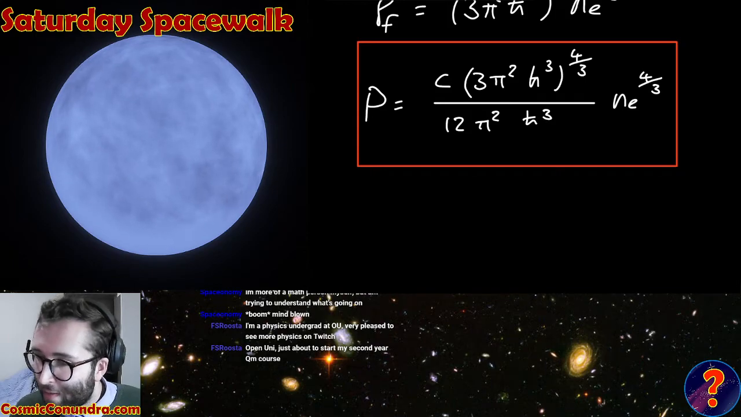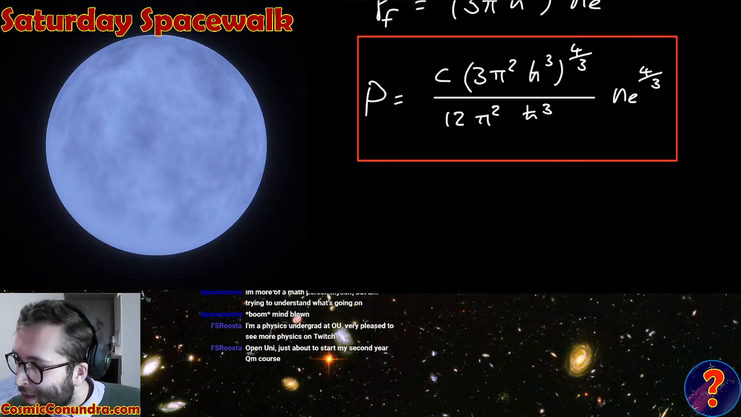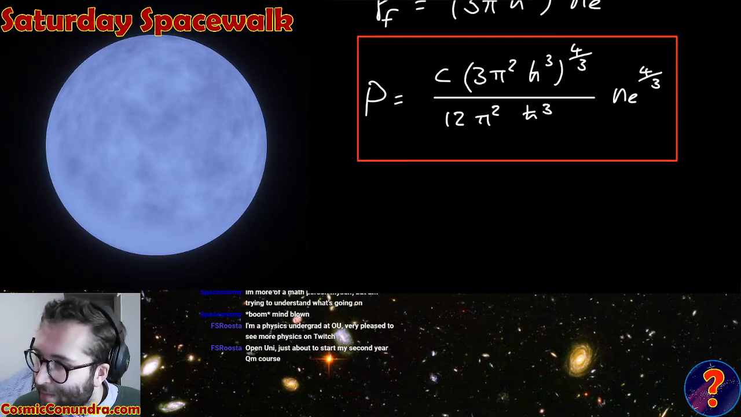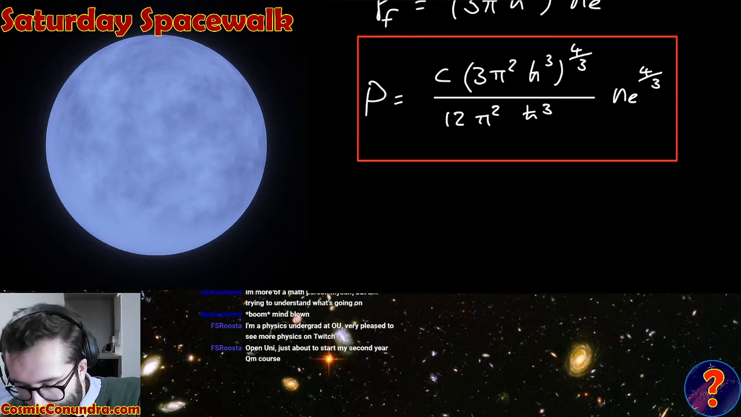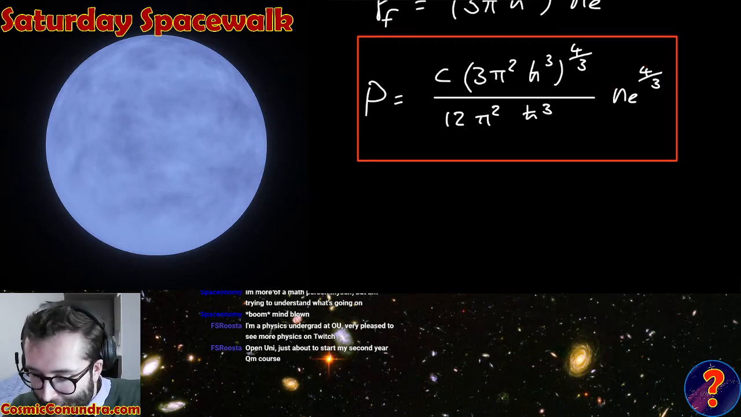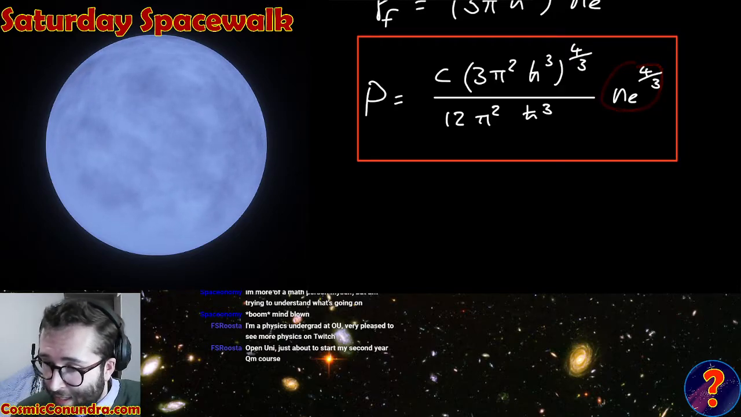It basically goes through everything I'm writing down at the moment, but in slightly more detail, for all of the steps and stuff in between. Okay. So now we've got the pressure in terms of the electron number density, but actually this is not the most convenient thing to have it in terms of.